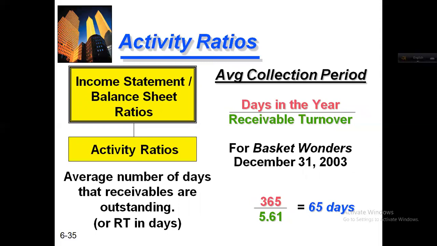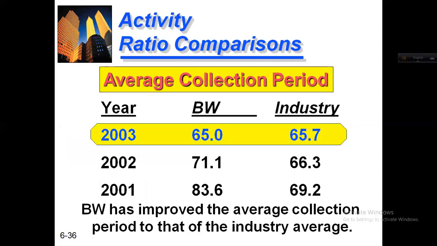And if we convert it into days, then we get the average collection period, equal to days in the year, that is 360 or 365 days, divided by receivables turnover. So 365 divided by 5.61 gives us 65 days. That indicates that we collect from our debtors after 65 days, the average number of days that receivables are outstanding. And this is the trend analysis. You can see that from 2001 to 2003 it is decreasing, so our average collection period is decreasing. That is quite good for our company. And compared to the industry average, it is stable.